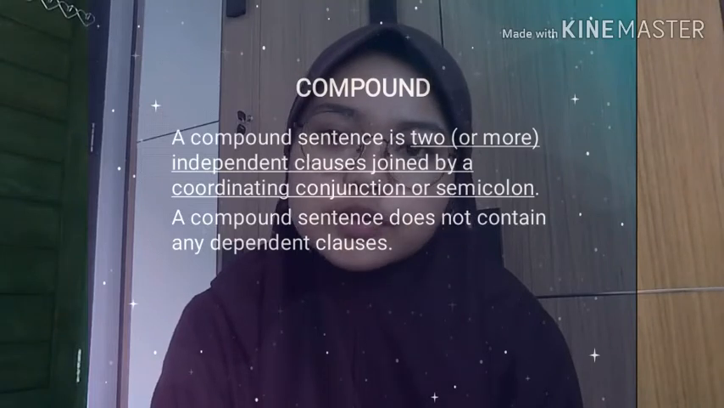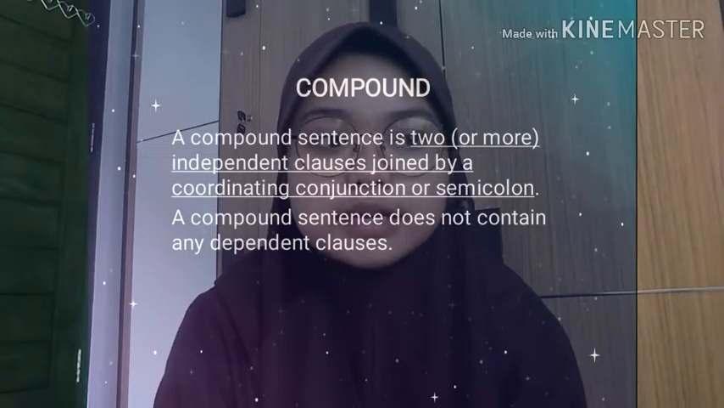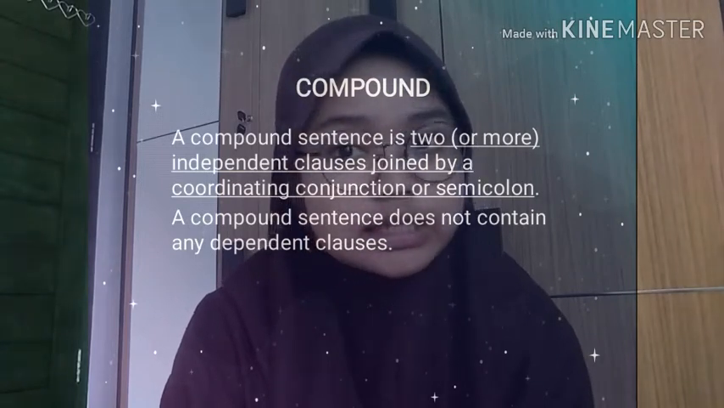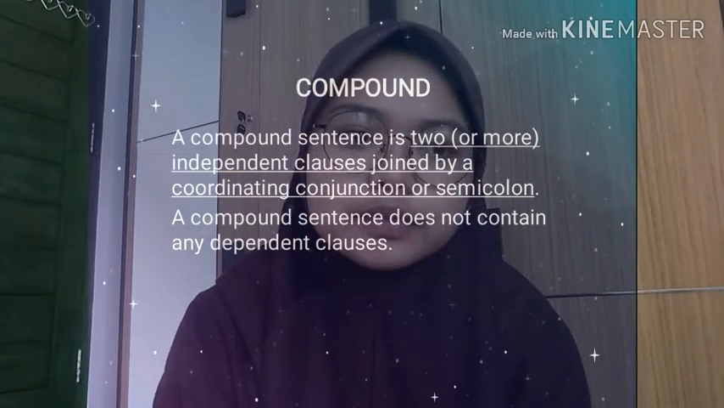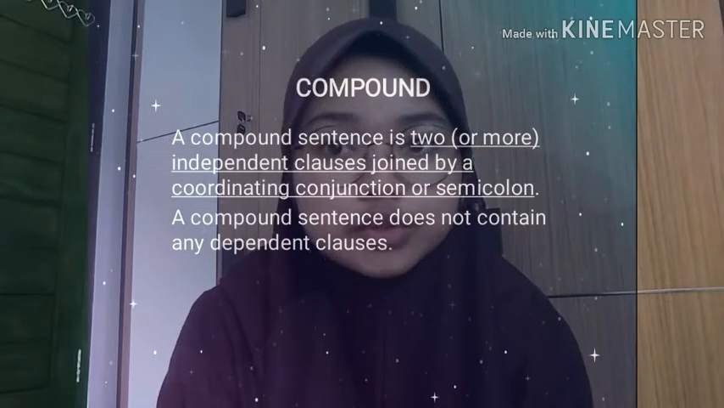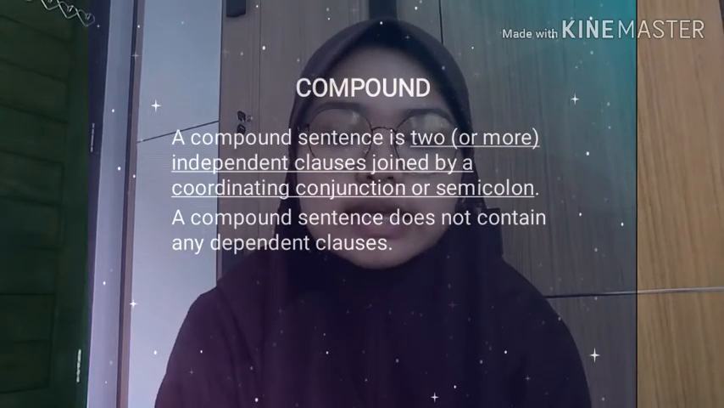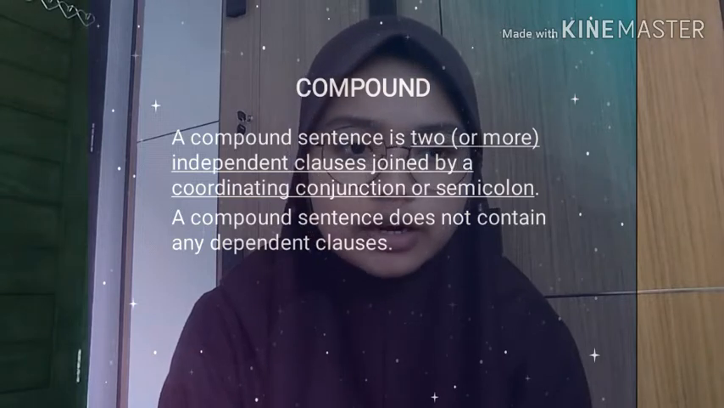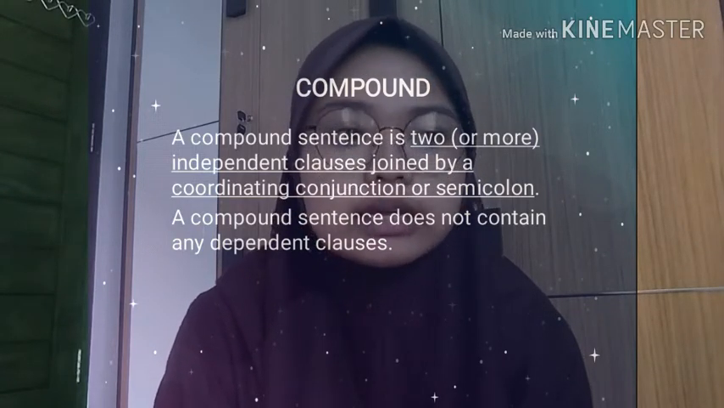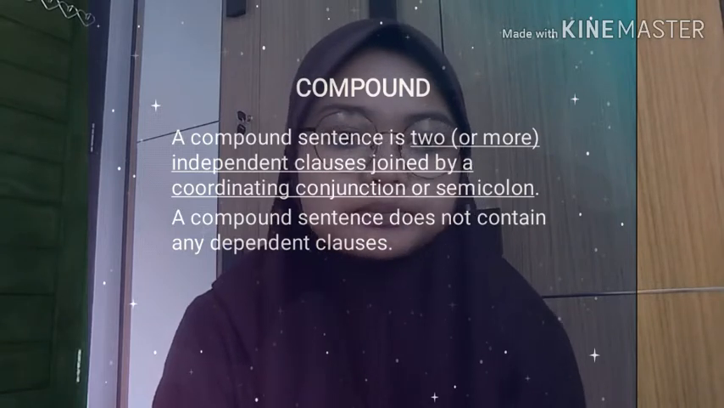I will explain about compound sentences, which is part of the use of grammar in academic context. A compound sentence is two or more independent clauses joined by a coordinating conjunction or a semicolon. So, a compound sentence is like two or more simple sentences added together. A compound sentence does not contain any dependent clauses.